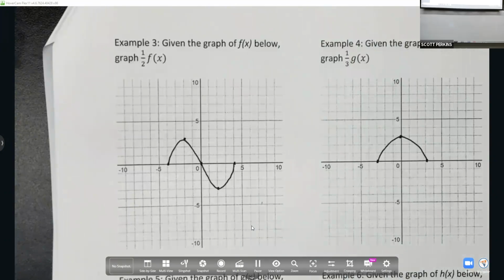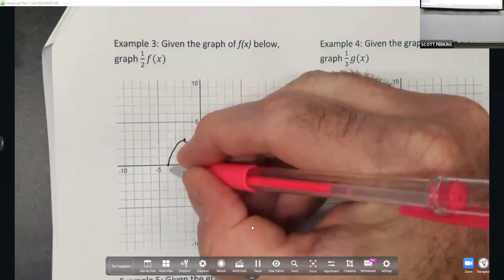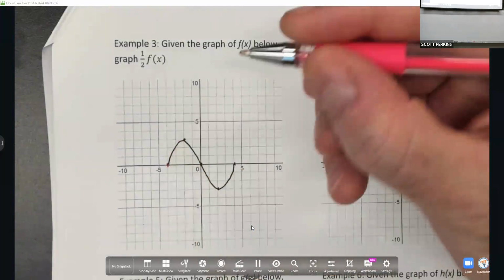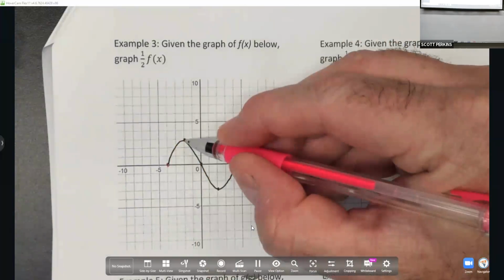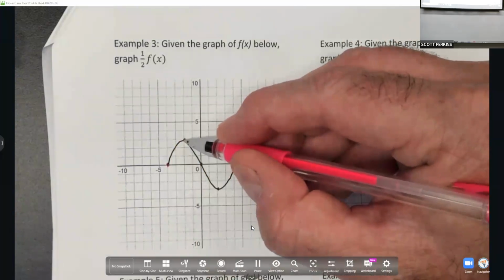So don't let the fact that it's a half confuse or bother you. It's just the same process we were doing. I'm going to go through each of the y values and multiply them by 1/2 or 0.5. So again, 0 times 1/2 gives me 0. This y value is 3. When I multiply that by 1/2, I get 3/2 or 1.5.